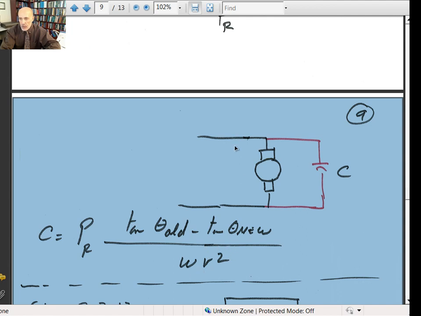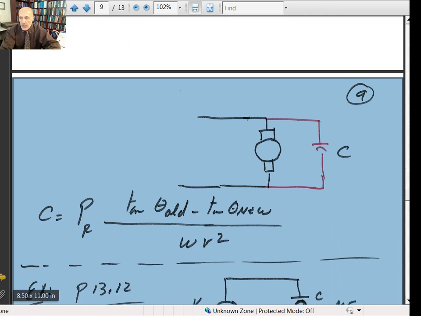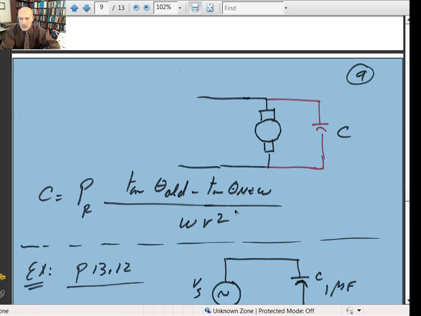And this is the voltage rating. Let's say it's 120 volts, so V squared. So you can calculate what capacitance value you need to put across the motor in order to increase the power factor, let's say, from 0.7 power factor to 0.9 power factor.